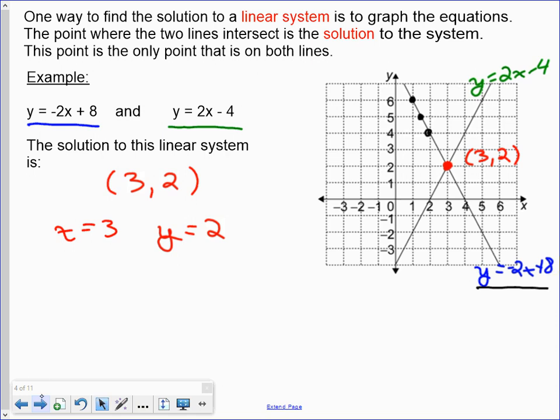Similarly, points like 4, 4 and 5, 6 will work when we sub them into this equation because they're points on the line, but those points are not on the other line, so they won't work when we sub them into the other equation. So there's just this one point, 3, 2, which is going to work when we put it into both of those equations.